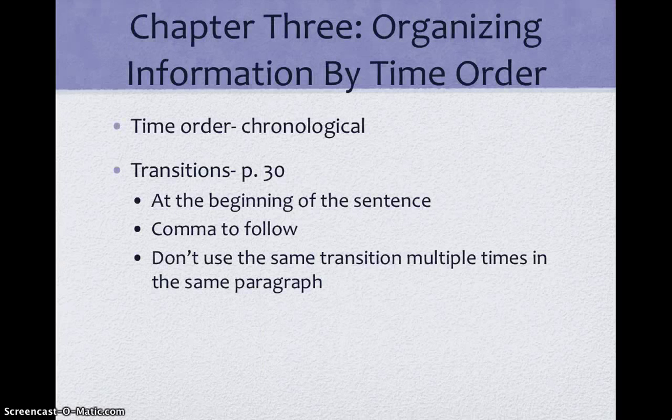In chapter 3, we talked about time order organization, and time order organization is chronological. Remember, chrono means time. So we also talked about a lot of different transitions, time order transitions, and these can be found on page 30 of your textbook. Remember, transitions always go at the beginning of the sentence and are always followed by a comma. Also, don't forget to not use the same transition multiple times in the same paragraph, as it can bore your reader.